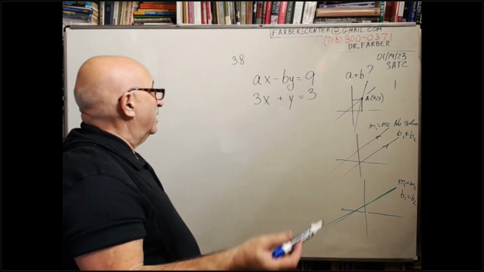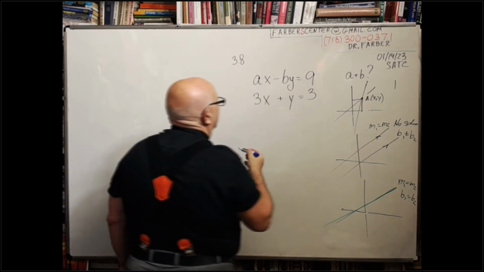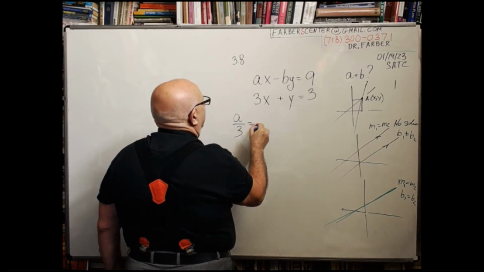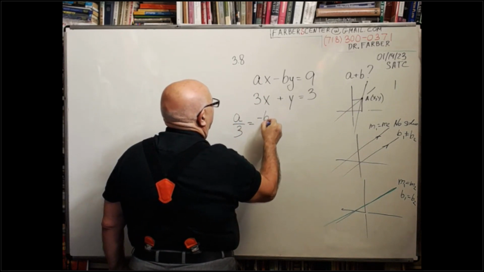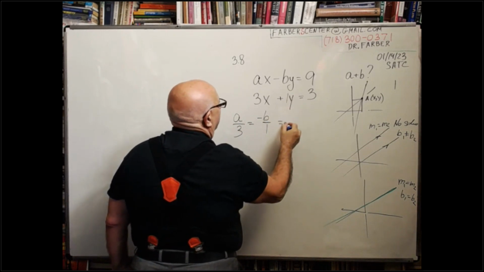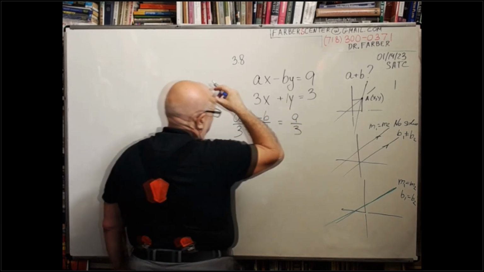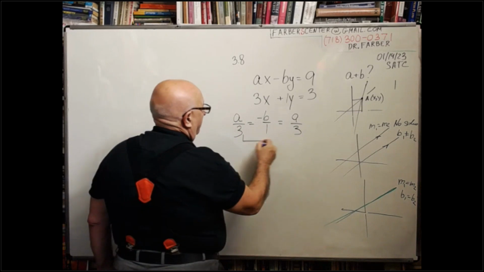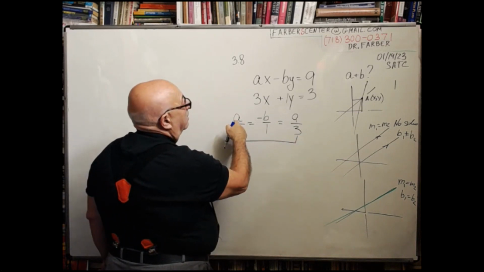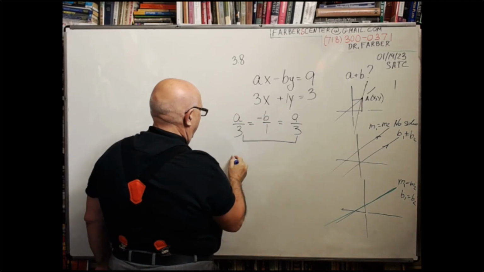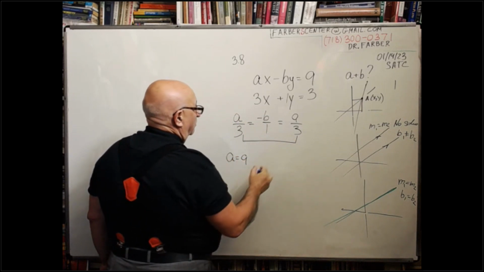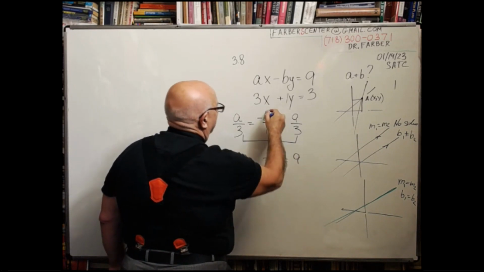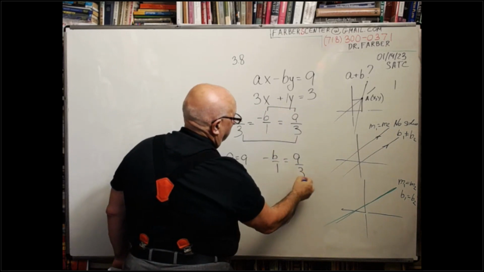If these are the same line, the coefficients must be proportional. So a over 3, this is the fastest way, equals negative b over 1, because this is 1, and this equals 9 over 3. How many equations do we have here? Three. For instance, this is one equation: a over 3 equals 9 over 3. So from here, a equals 9. Or negative b over 1 equals 9 over 3, the second equation, or 3.